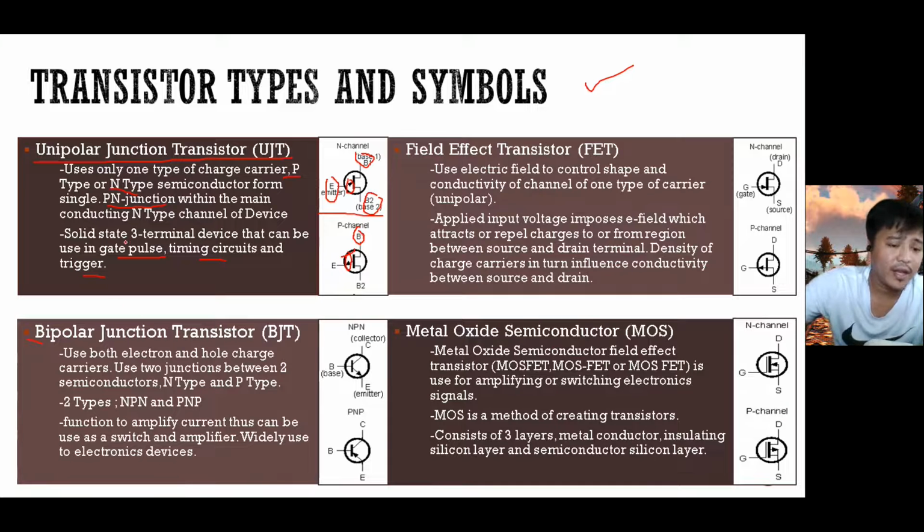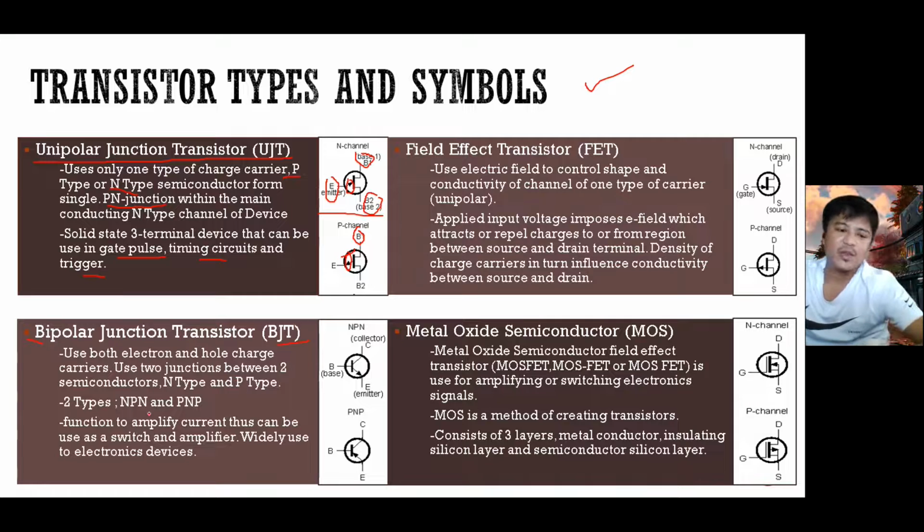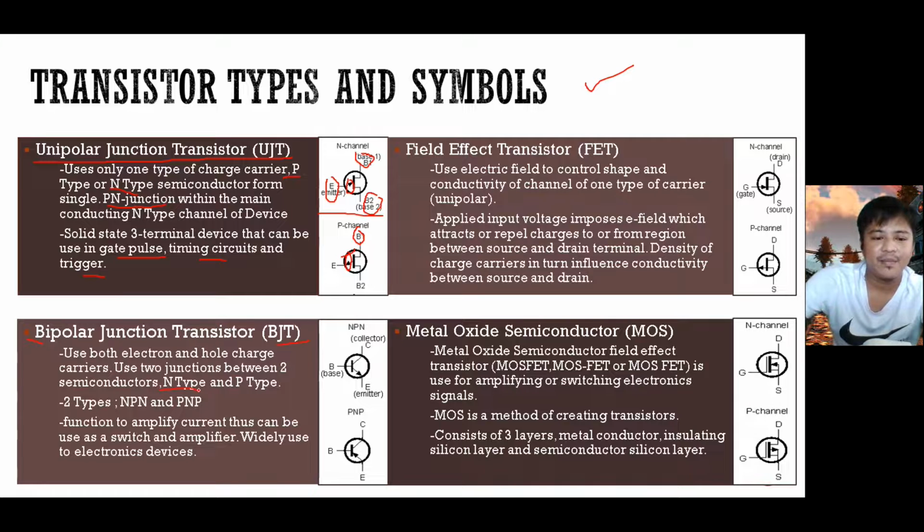So another one is the bipolar junction transistor or the BJT. It uses both electron and hole charge carriers. So it uses two junctions between two semiconductors, N-type and P-type. So we all know of this. When we say N-type, the majority carrier will always be electrons, and in P-type, the majority carrier will be holes or the positive ones. So there are two types. Just like what I said earlier, we have the NPN and the PNP type. So later we will be discussing these two types.